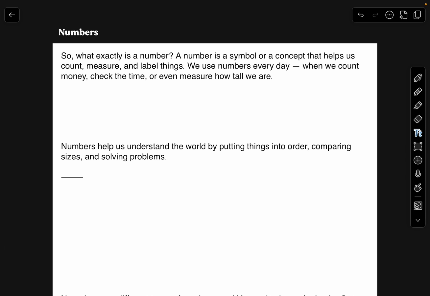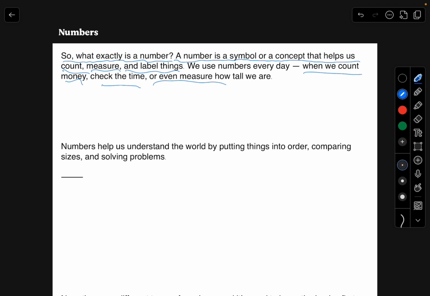Today we start with the very foundation of math, numbers. Sounds simple, but understanding numbers well is super important for everything we'll do later. So what exactly is a number? A number is a symbol or concept that helps us count, measure, and label things. We use numbers every day when we count money, check the time, or even measure how tall we are. Numbers help us understand the world by putting things into order, comparing sizes, and solving problems.